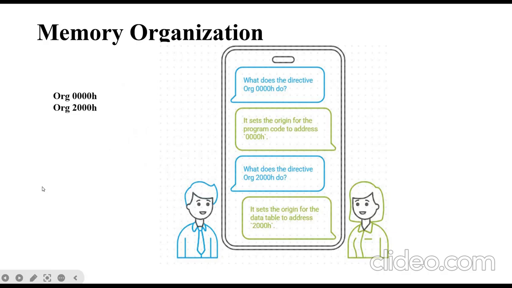Next is memory organization. Here we are using ORG 0000H. This directive sets the origin for the program code to address 0000H. And we are also using ORG 2000H. This directive sets the origin for the data table to address 2000H.